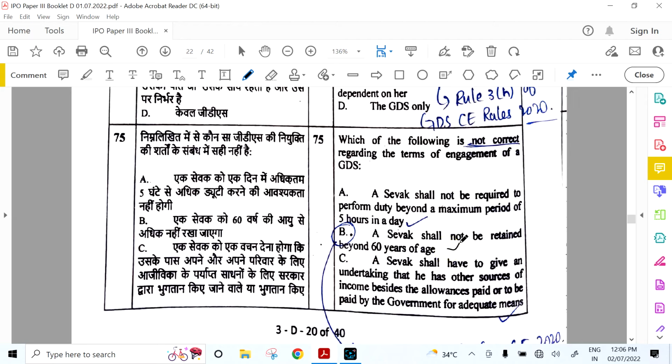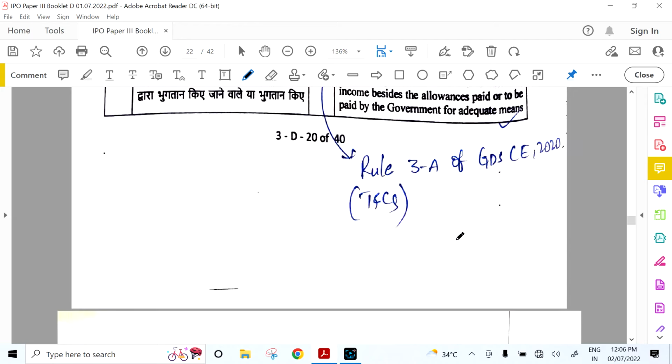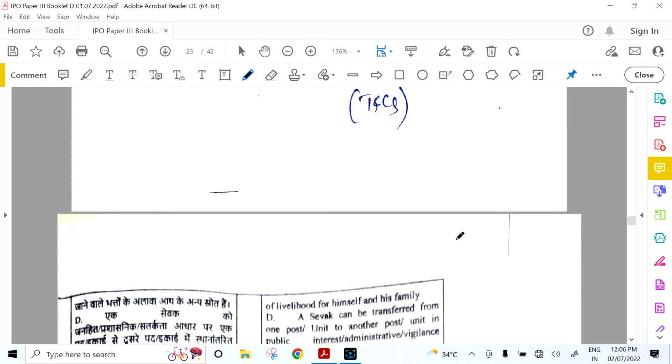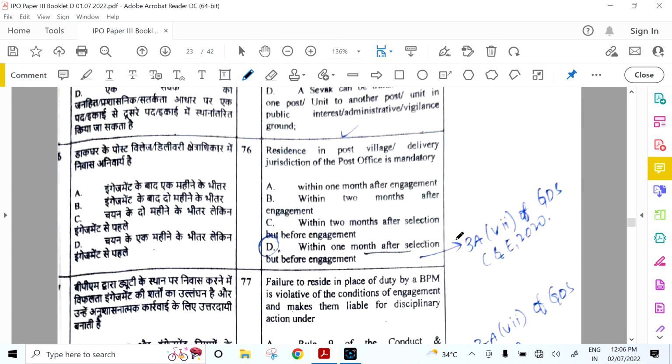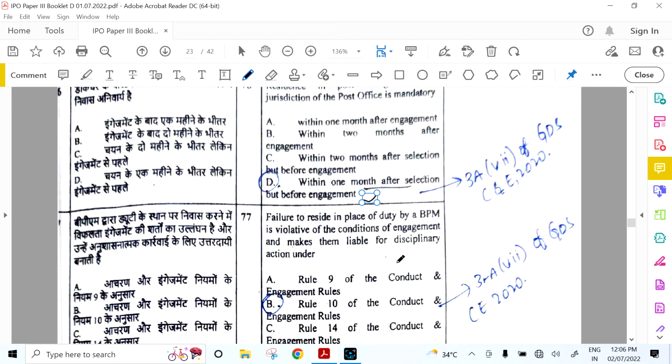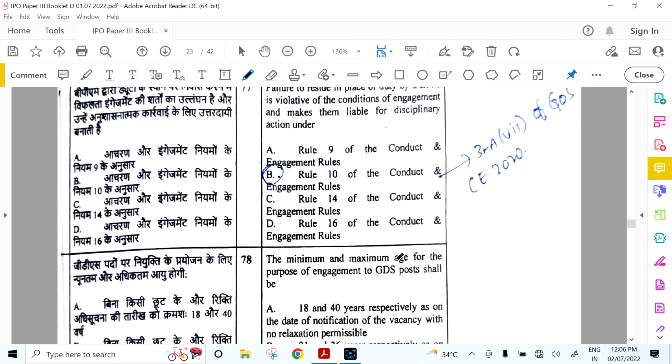The sevak shall not be retained beyond 60 years of age. Rule 3A of GDS Conduct and Engagement Rules. Residence in the post village or delivery jurisdiction of the post office is mandatory within 1 month after selection but before engagement. Rule 3A7 of GDS Conduct and Engagement Rules.